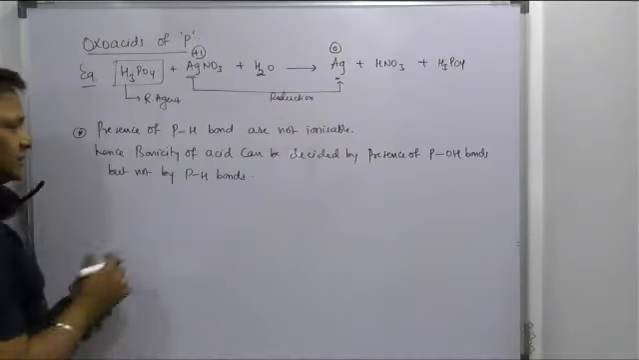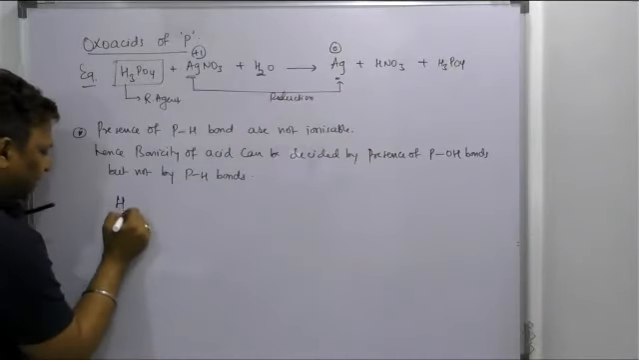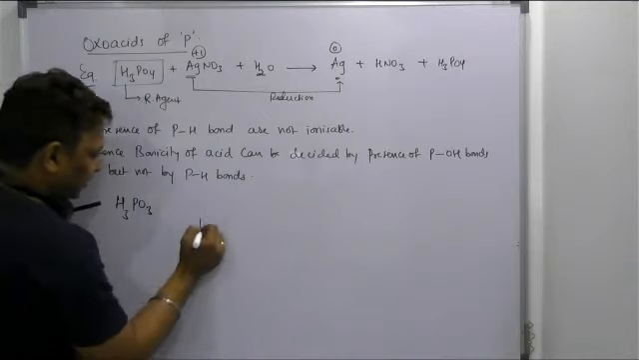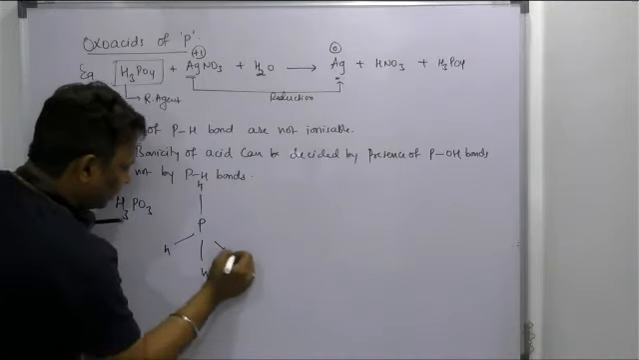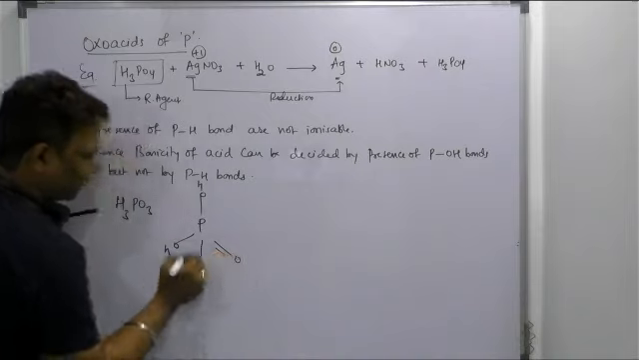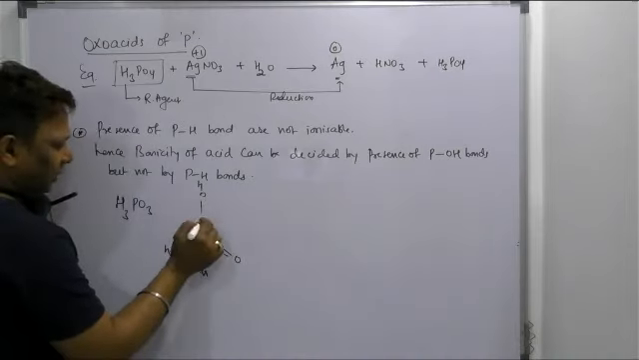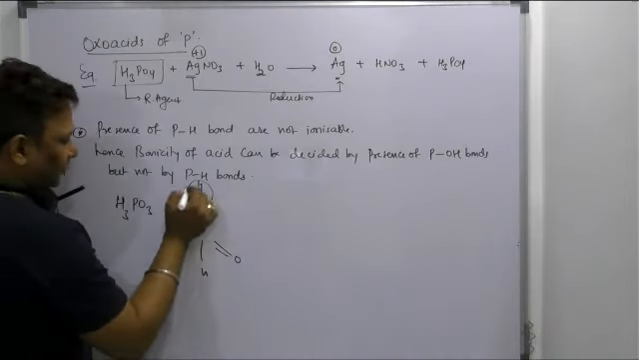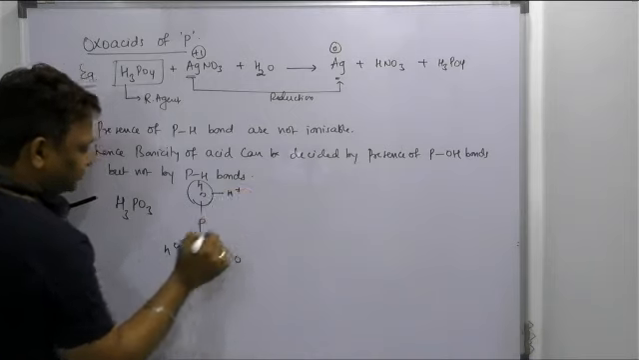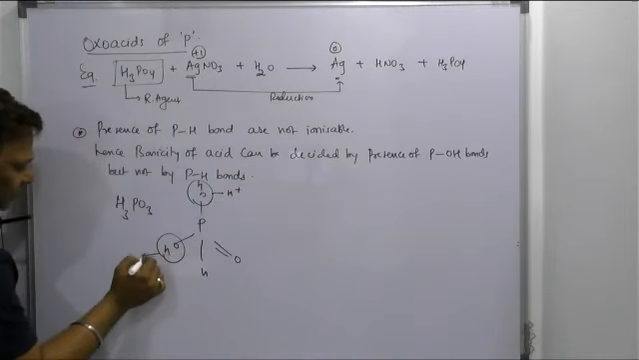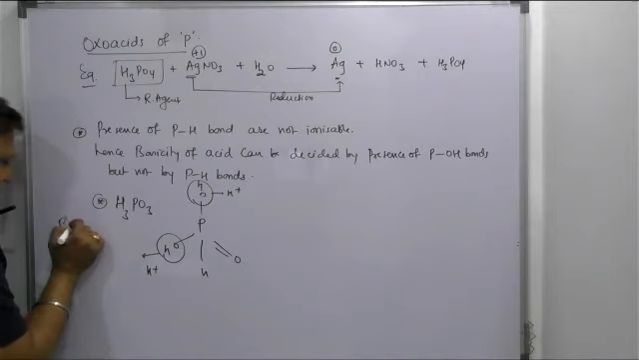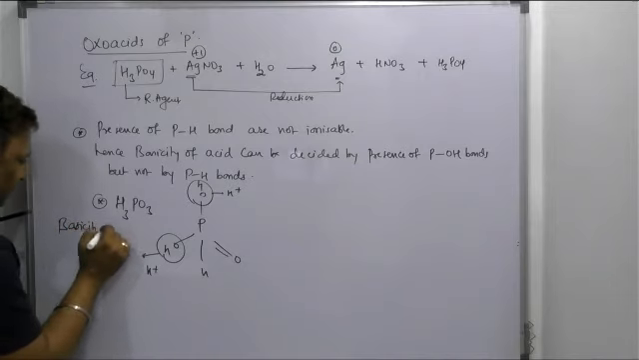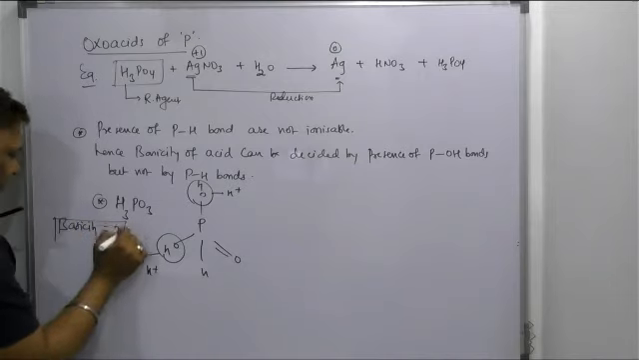Acids have basicity. In H3PO3, phosphorus, hydrogen 1, 2, 3, and a double bond. How many P-OH bonds are there? Two. From this OH it replaces H plus, and from this OH it replaces H plus. So what is the basicity of this acid? It is equal to 2, called a dibasic acid.